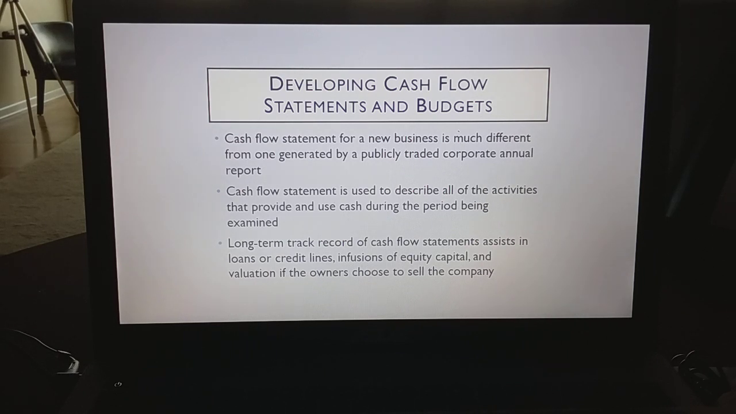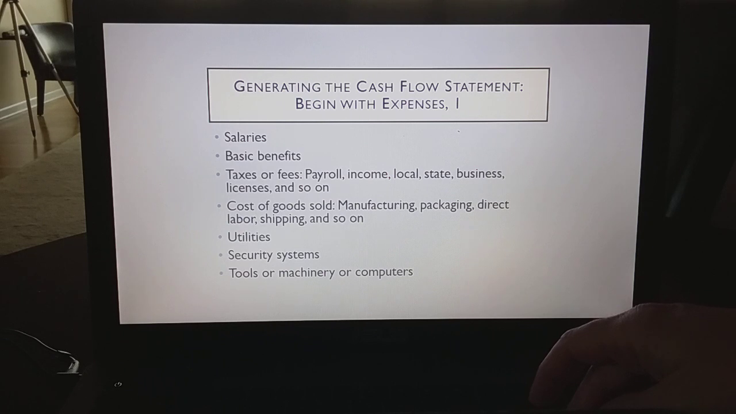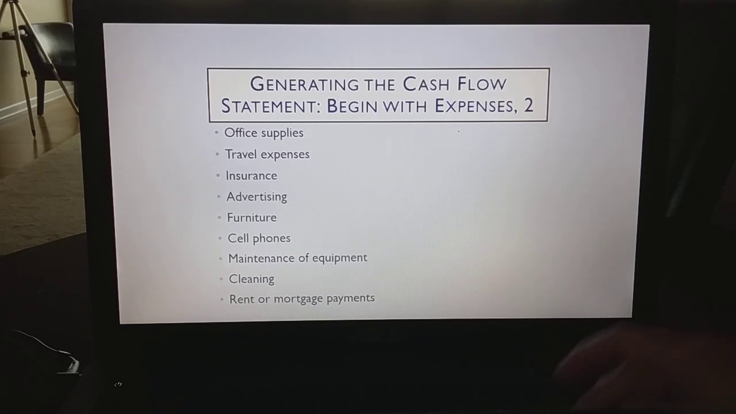Okay, so as I said, it's very important that you develop these cash flows, and you have a budget because it's a path. It's like the business plan. It's a guidepost to help you know how you're doing and that kind of thing. It's super important to keep them up to date. So what are some of the things that you're going to put in a cash flow? These are the expenses: salaries, benefits, utilities, security systems, the basic month-to-month or day-to-day expenses. And then also any other kinds of expenses, travel expenses, cell phones, maintenance, cleaning, all that kind of thing.